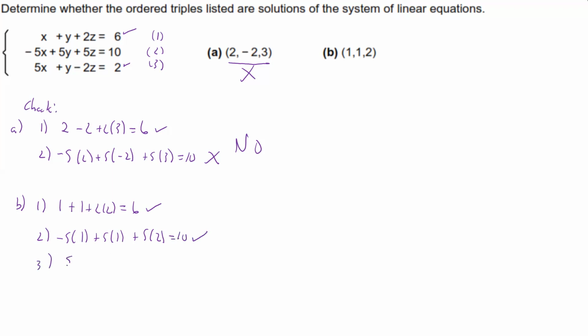Now we have 5 times 1, and then plus 1, and then minus 2 times 2, and that's supposed to be equal to 2. So we have 5 plus 1 is 6, minus 4 is 2, that equals 2. So yes, that is a solution. So this one works, this one doesn't. All right, let's stop there and we'll come back for some more.